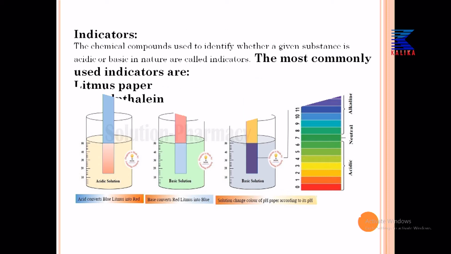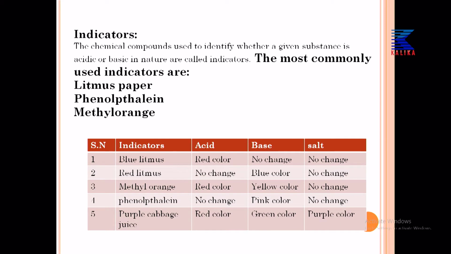So, here now we discuss indicators, which we already described. Indicators are chemical compounds used to identify whether a given substance is acid or base in nature. The most commonly used indicators are litmus paper, phenolphthalein and methyl orange. These indicators are commonly used in our lab and easily available.